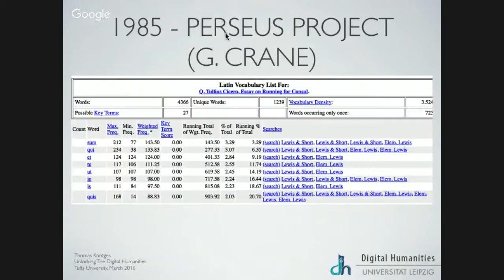And then there are, of course, big projects like the Tufts' very own Perseus project, founded 30 years ago.